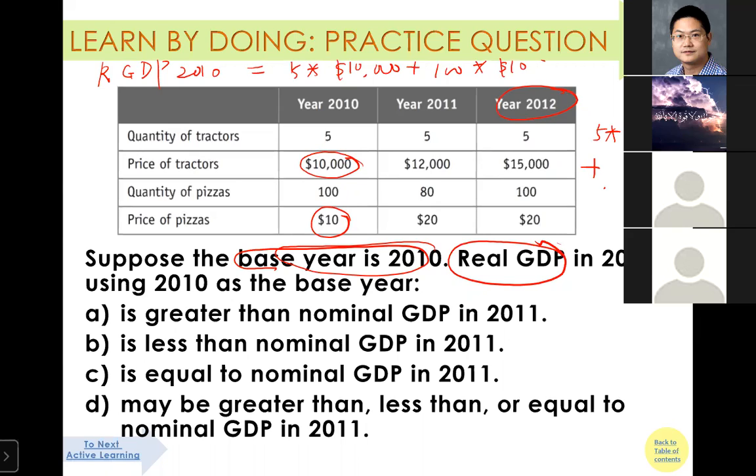Now if you want to calculate real GDP in 2012, that's going to be 5 times plus 100 times 10, right? Because we use this 5 multiplied by the price here, and we use 100 multiplied by the price here. Just to remind you, when you calculate year 2012's nominal GDP, we use 5 multiplied by the price here and 100 multiplied by the price here. This is the same example, but it asks you to calculate real GDP. I leave the actual calculation for you as a practice.